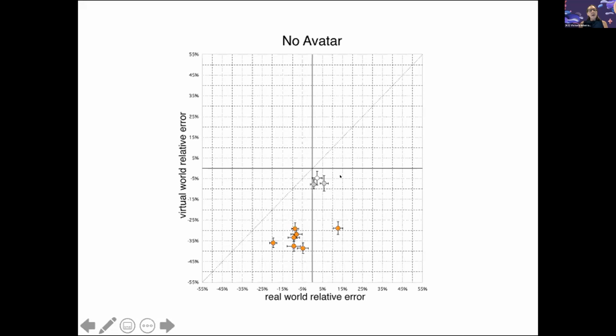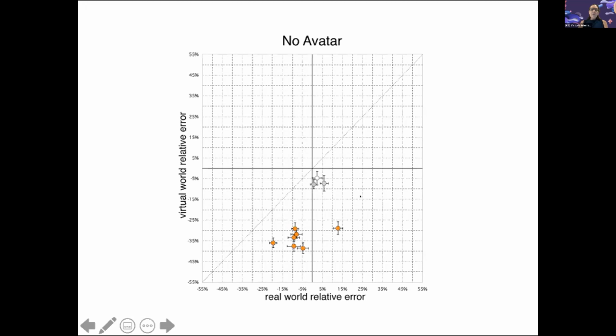So some people are walking a little bit farther than they should. Some people are walking a little bit less than they should, but they're pretty much centered around 0. So the y-coordinate of each point is defined by the participant's average relative error in VR. So points that fall anywhere along the diagonal line would represent behavior that's similar in VR as in the real world. So maybe somebody overestimates by 25% in the real world, they overestimate by 25% in VR, they would end up at a point along this line.